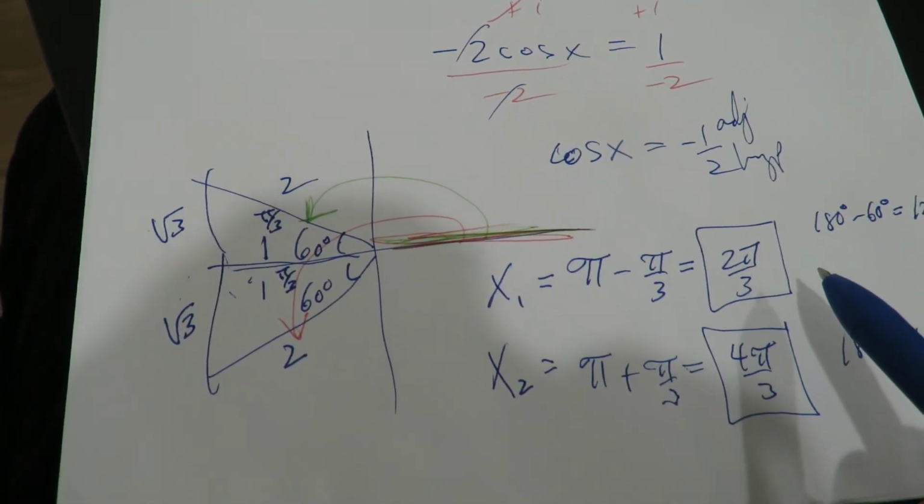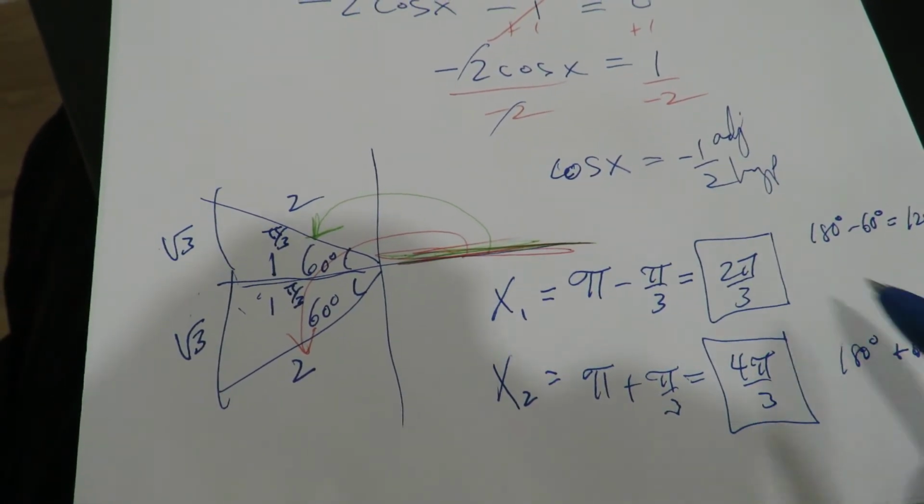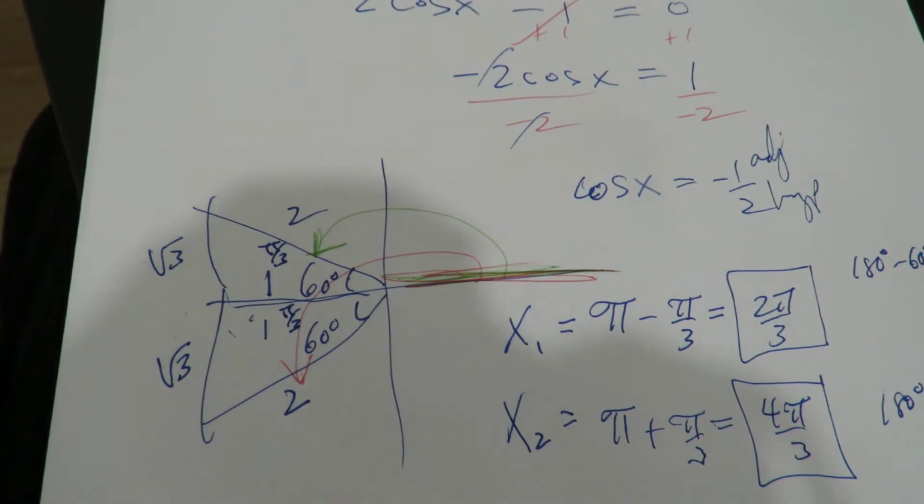If they wanted all solutions, you would add 2 pi n to each of these because they're not equidistant.